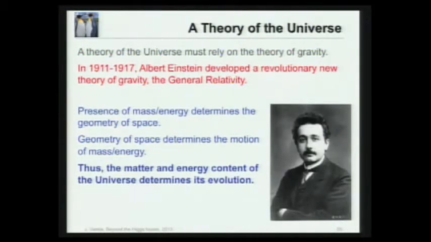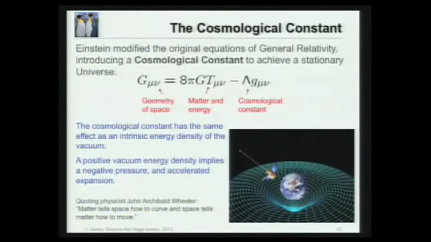So Einstein introduced general relativity, that is a theory of gravity. The presence of mass and energy determines the geometry of space. This is what the theory says. And on the other hand, the geometry of space determines the motion of mass and energy. So if it is so, then the matter and energy content of the universe determines its evolution.